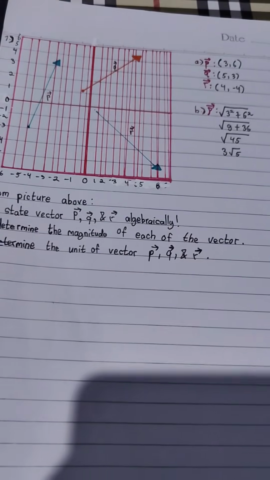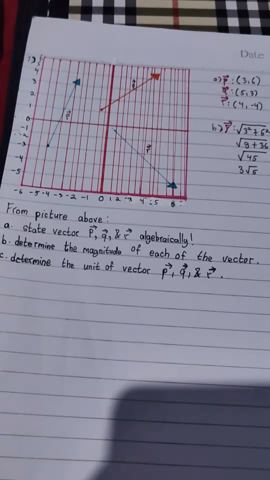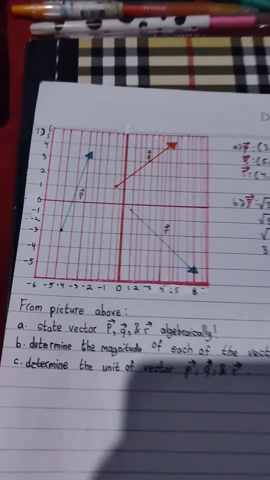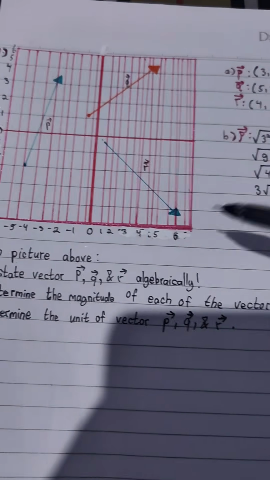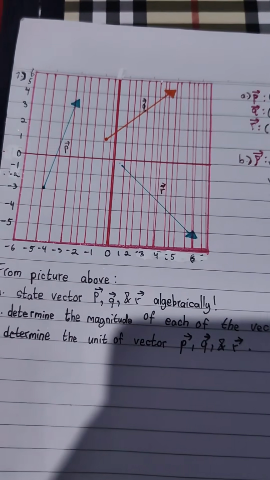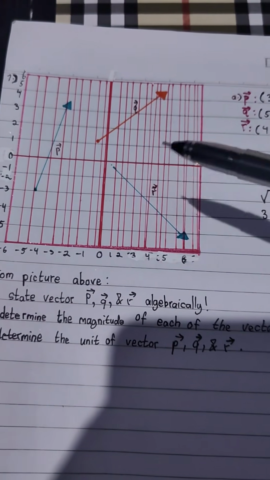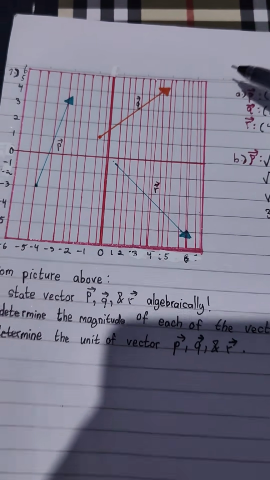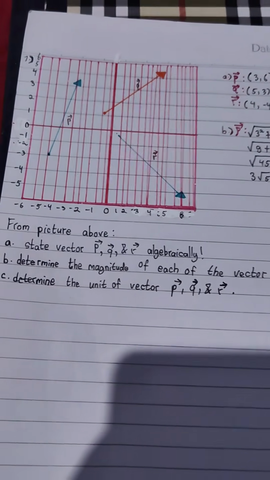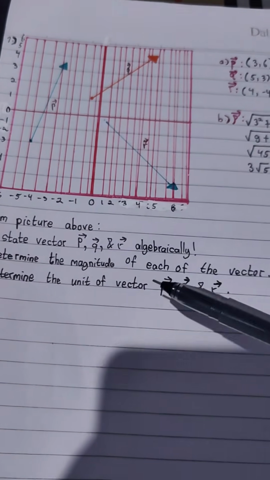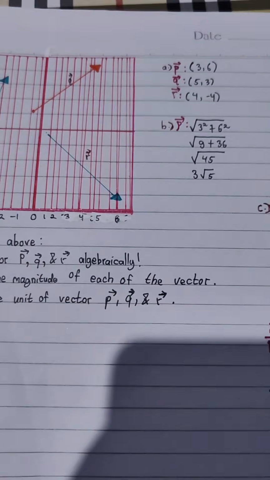So today I will explain two questions about factors. As you can see in number 1, there is a picture. In the picture there are 3 factors that symbolize R, P, and Q. So the first question, 1a: state factor P, Q, and R algebraically.